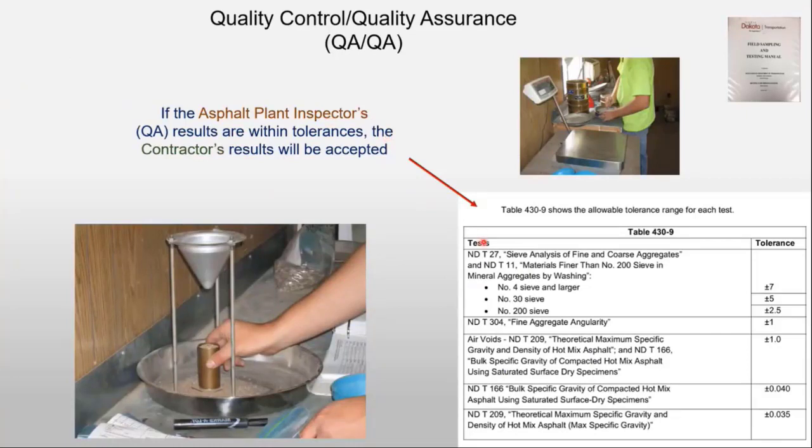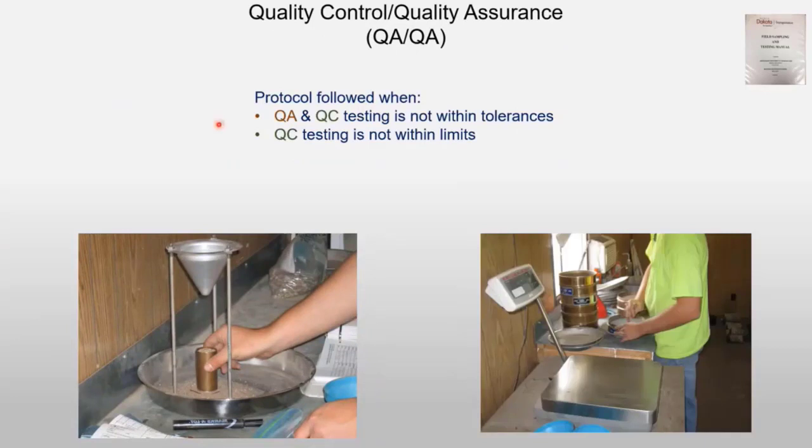Between the two labs, if the asphalt inspector's QA results are within tolerance, the contractor's results are accepted. And that's how a QC/QA operation works: the contractor's numbers can be used as acceptance as long as the verifications are within tolerance. And so what happens if something doesn't work out? What's the protocol for that? And that's in this field sampling and testing manual, the procedures for that.